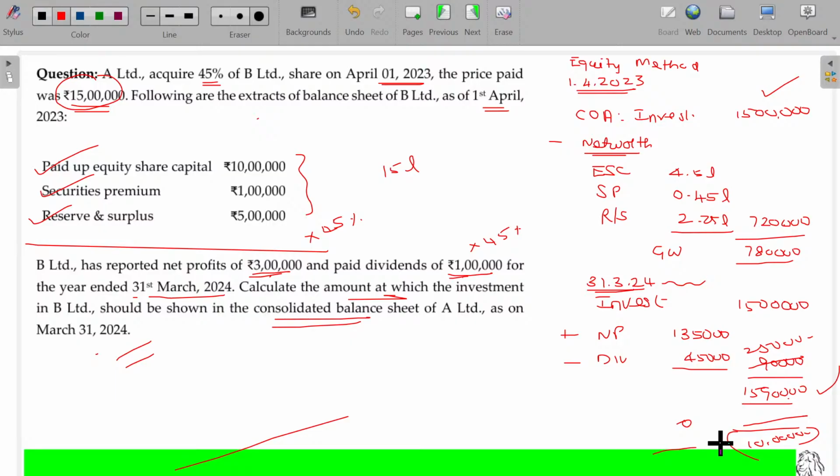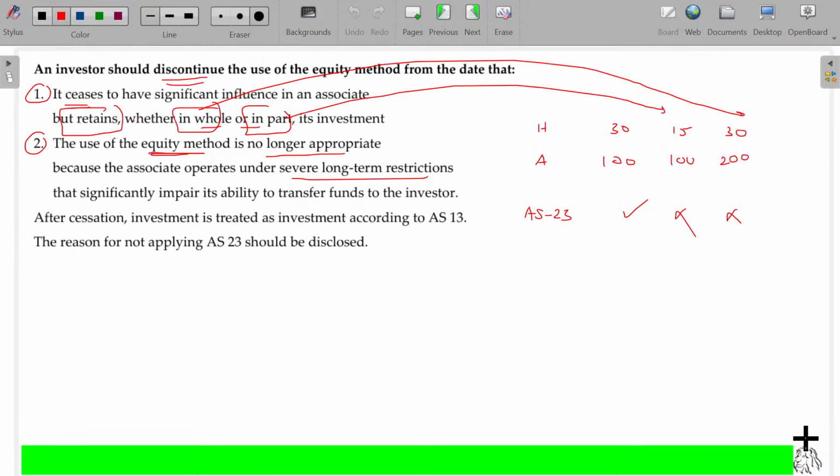Is that clear? Thereafter profit comes. What can we do, sir? Until this negative value is written off, you continue to show the value as 0 only. The moment the profit is more than this 10 lakhs loss, to that extent the excess will be shown as your carrying value. Is that clear?